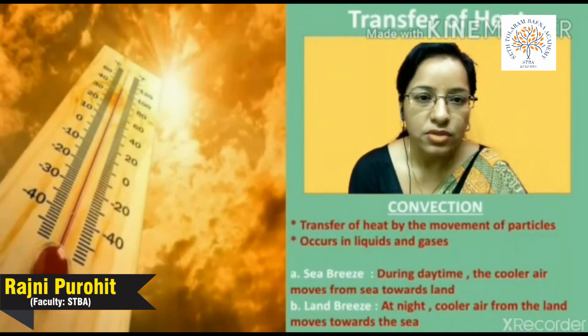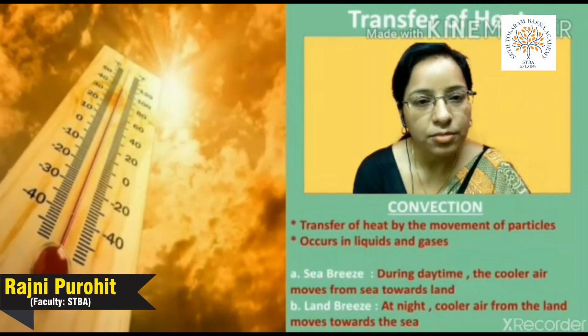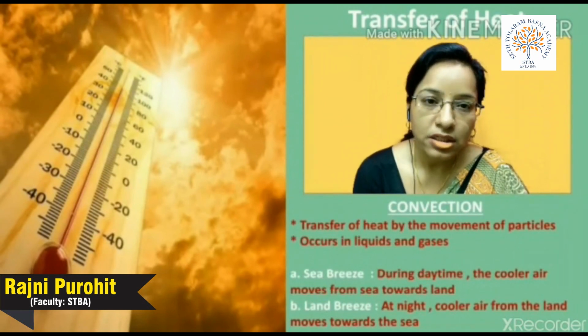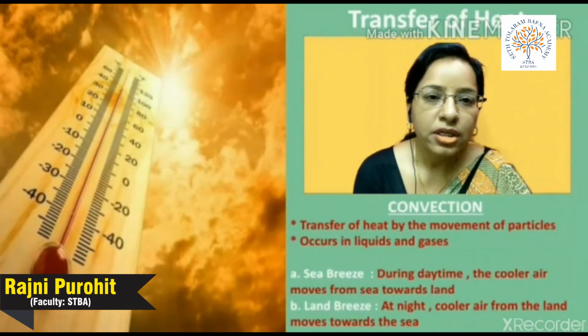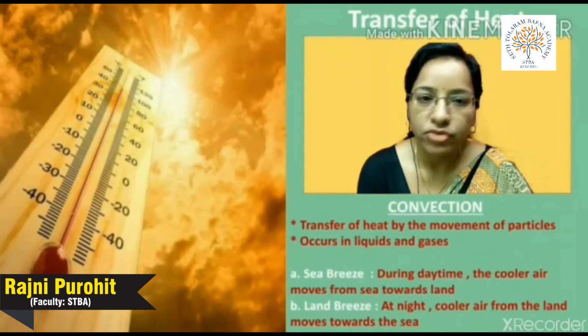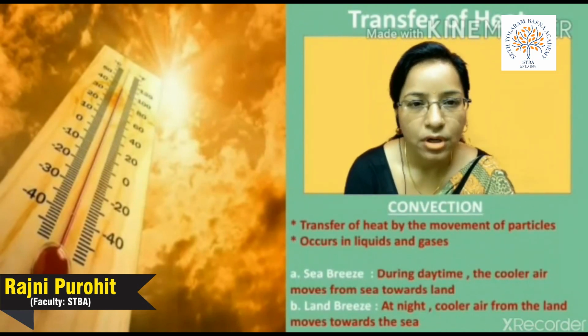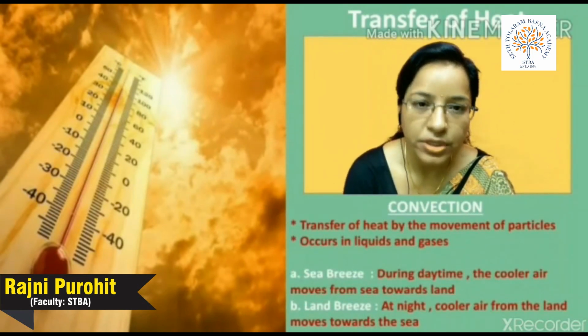When this process continues, the entire liquid or gas becomes heated up, because all the particles come in touch with the heat and gain it, and thus the entire liquid becomes totally heated up. Convection currents are responsible for two types of breezes occurring in coastal regions, namely sea breeze and land breeze.